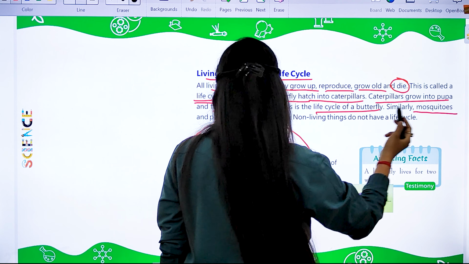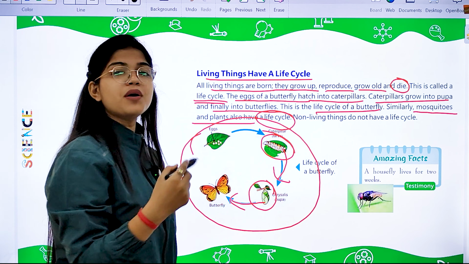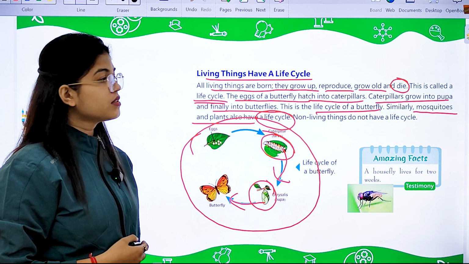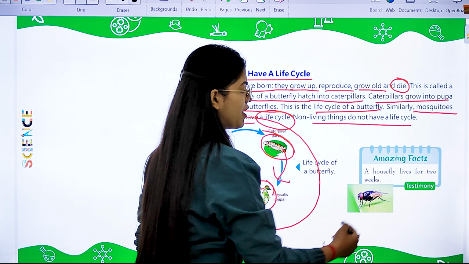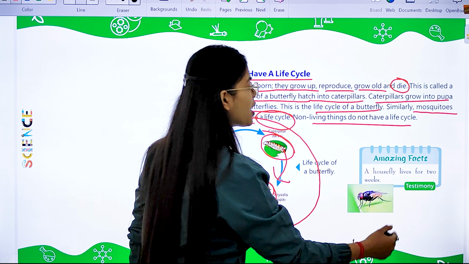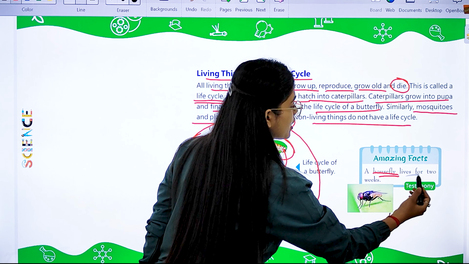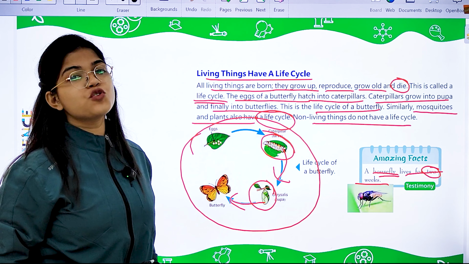Similarly, mosquitoes, plants, every living being has a definite or a particular life cycle, right? But non-living things do not have a life cycle. See, they have given an amazing fact that a housefly lives for 2 weeks only. It has a life cycle of 2 weeks only.